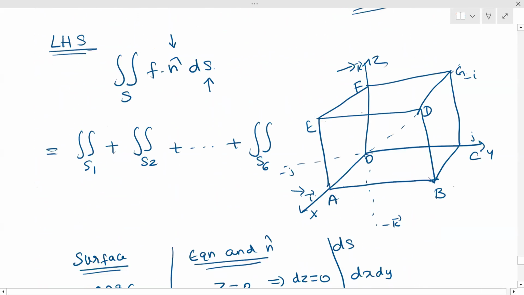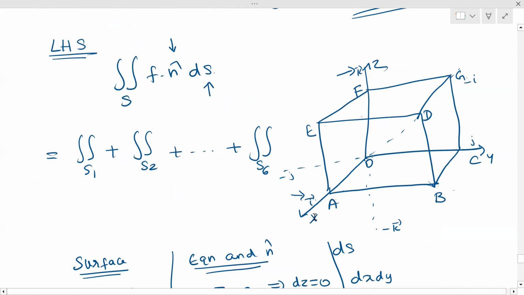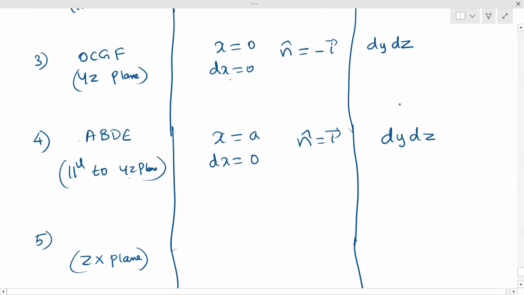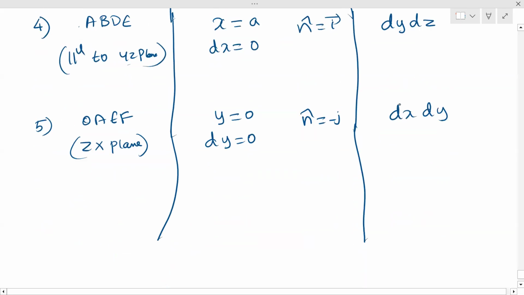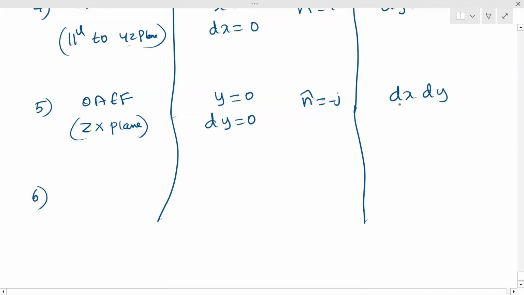So which plane is zx? In the zx plane, OAEF. Here the unit outward normal vector is minus j. AEF, n cap is minus j. So in the zx plane the equation is y equal to 0, dy equal to 0, and ds is dx dz.